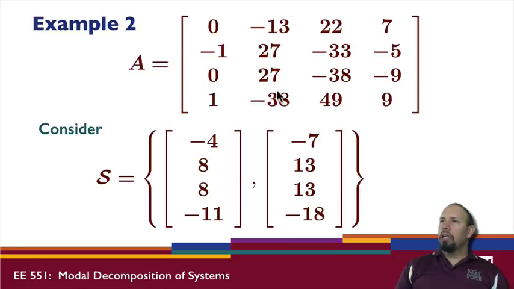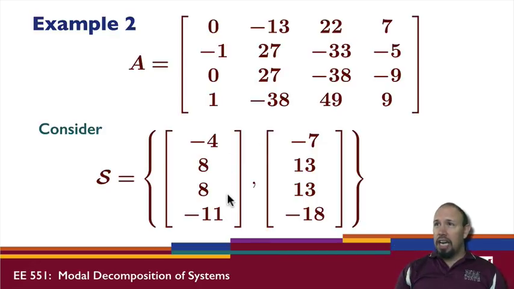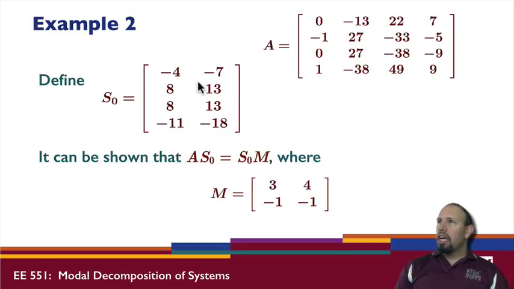In our second example, I'm going to look at an A invariant subspace. So here I have this matrix, and here I have a couple of vectors that I'm saying are an A invariant subspace. So I've defined now a matrix from that subspace, and I take A. And it can be shown that A S naught is equal to S naught M, where M is given by this formula. M is given by that matrix. So we have an A invariant subspace.